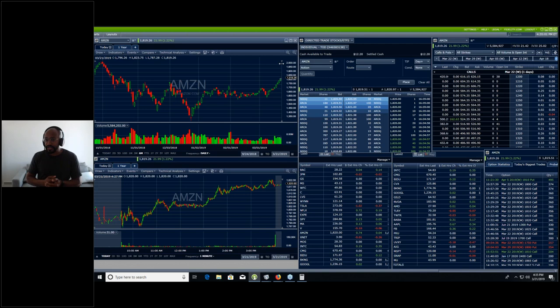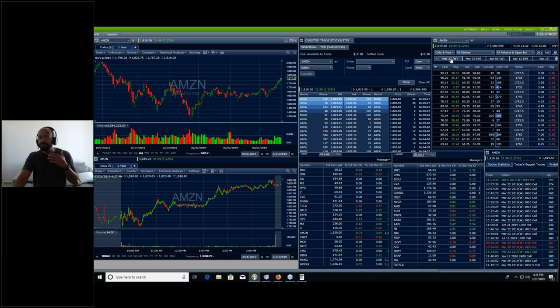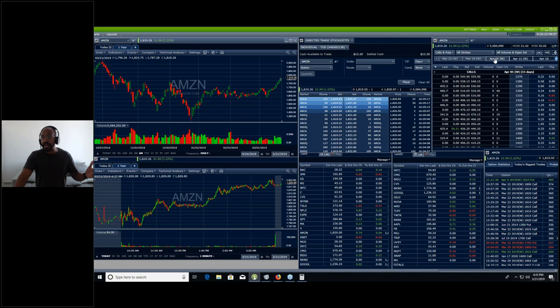So if I'm looking at shorting this Amazon, for example, or even shorting a call, which by the way, I want to short calls aggressively on this thing. Let's say I want to short calls at maybe 1850 or maybe 1950 or something like that. Immediately I say, give myself some time. So forget about next week, forget about the week after that, just go straight to the monthly.